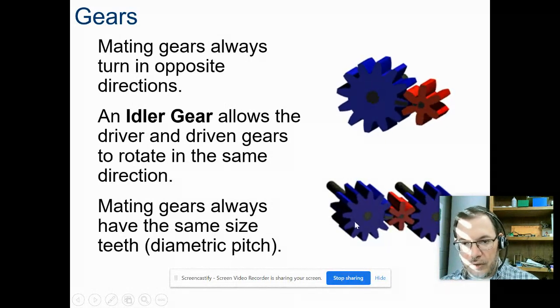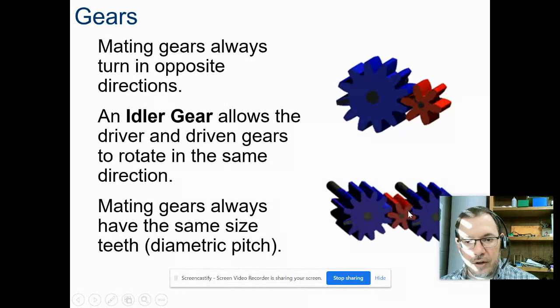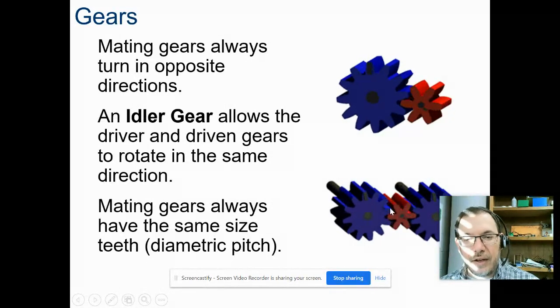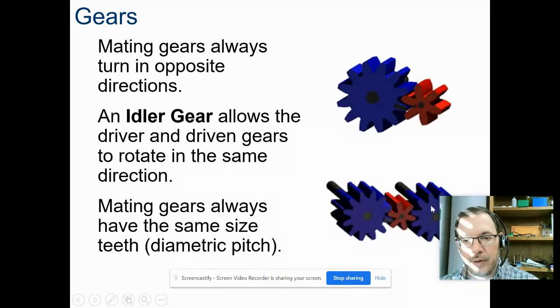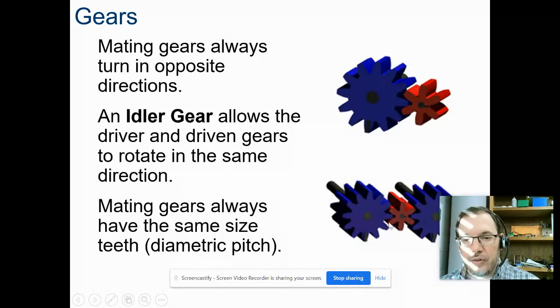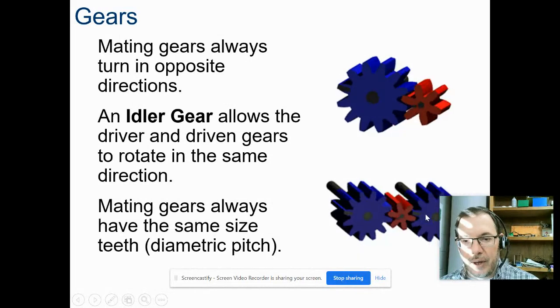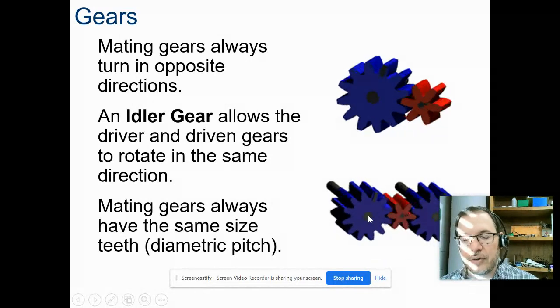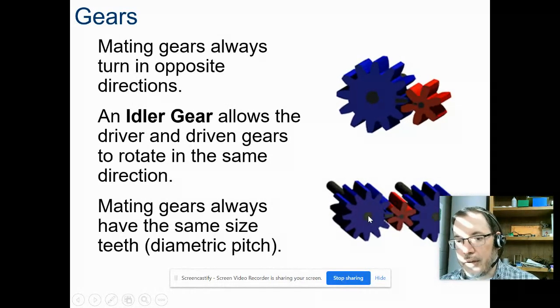So let's say this is my input gear. If it's going clockwise, this one's going to go counterclockwise. Then when that idler gear connects up to my output, because it is going counterclockwise, this one would have to go clockwise. And so what we get is my input and my output are going to go the same direction. And that's one of the uses of an idler gear: to coordinate the direction of travel of your input and your output gear.